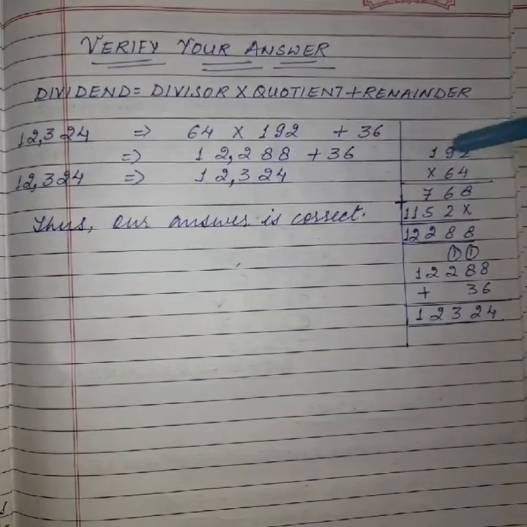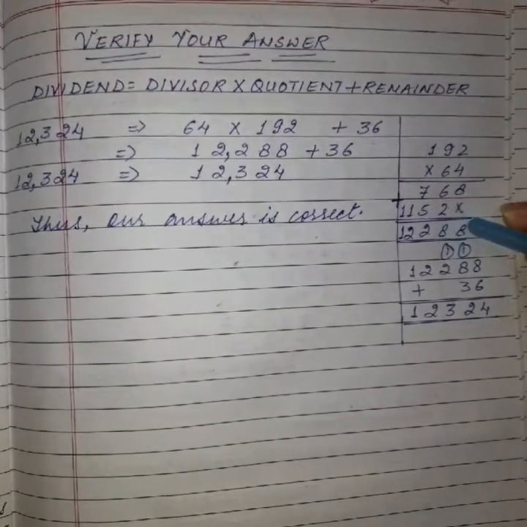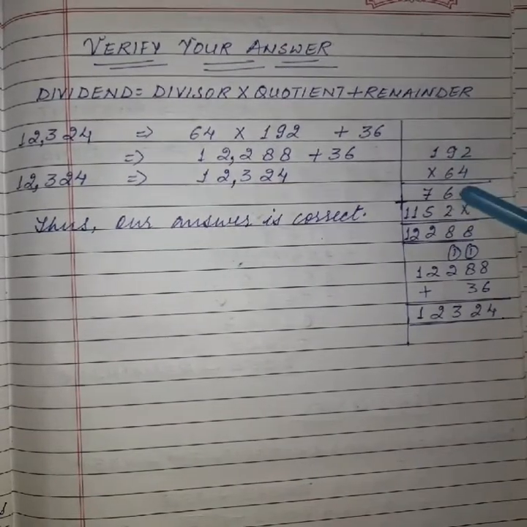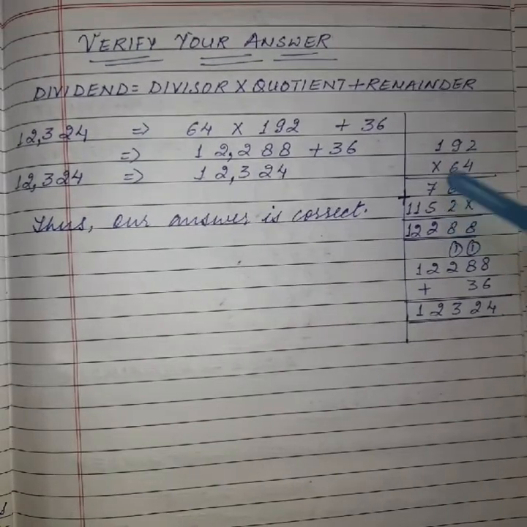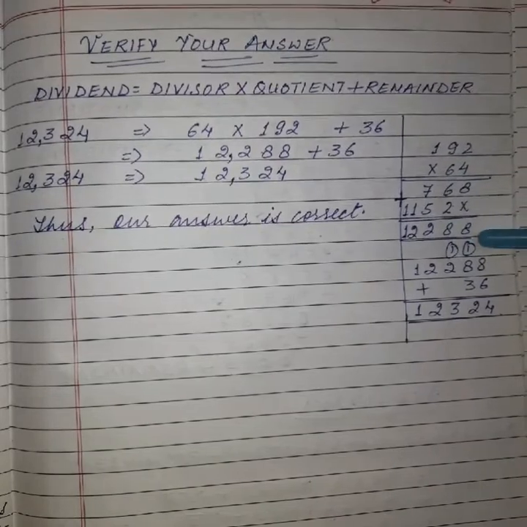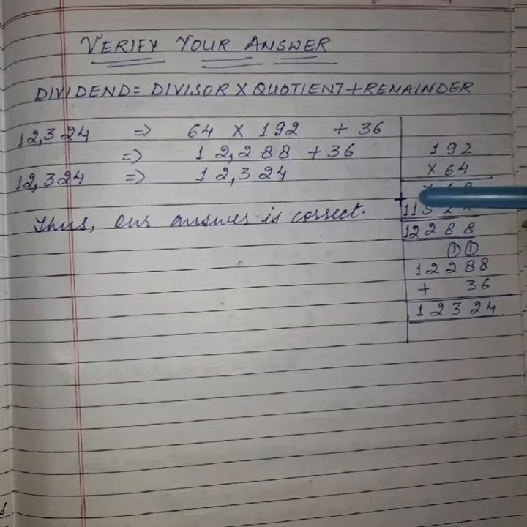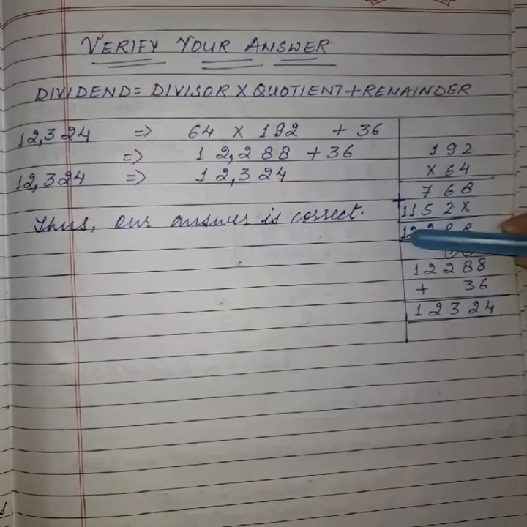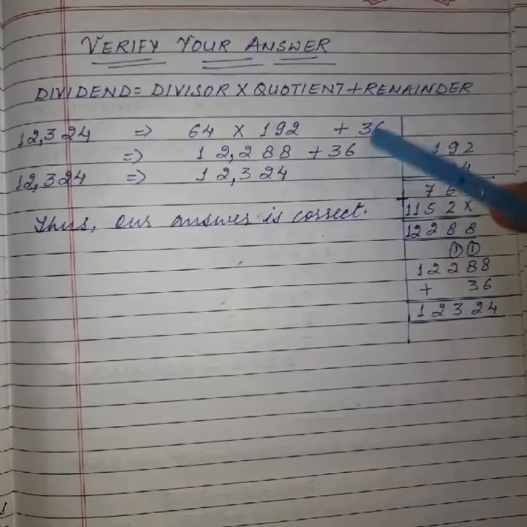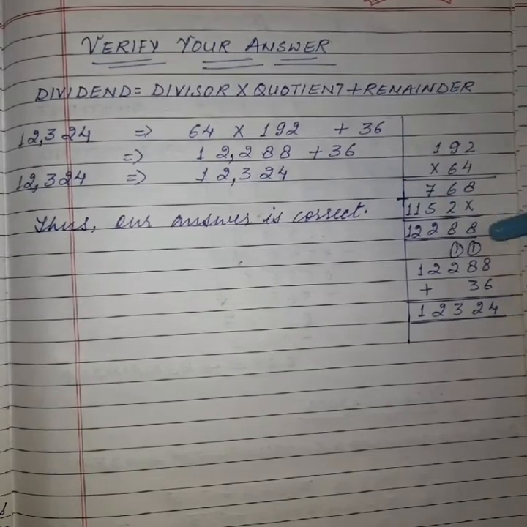4 2s are 8, 9 4s are 36, 3 carry over, 4 1s are 4 plus 3, 7. The second step, 6 2s are 12, 1 carry over, 9 6s are 54 plus 1, 55, 5 carry over, 6 1s are 6 plus 5 is 11. Now we'll add these. 8, 6 plus 2, 8, 7 plus 5, 12, 2 here, 1 carry over, 1 plus 1, 2 and 1 here. So we have got 12,288. Now we will add 36, our remainder.